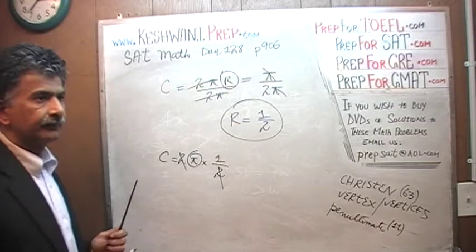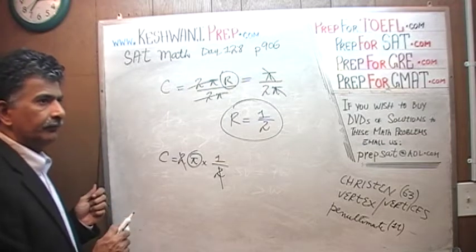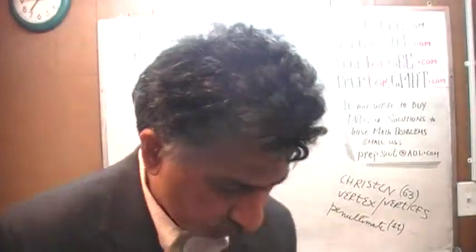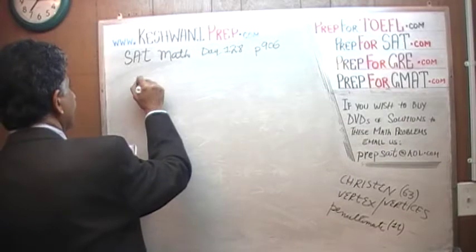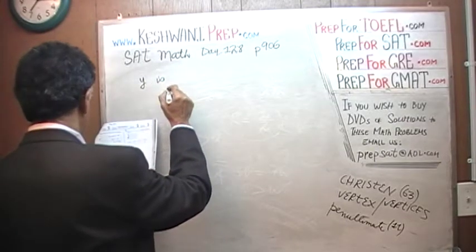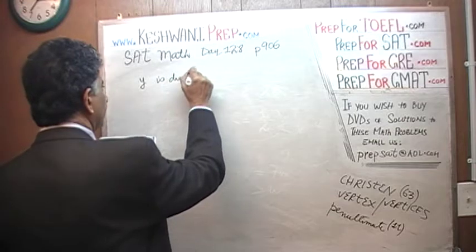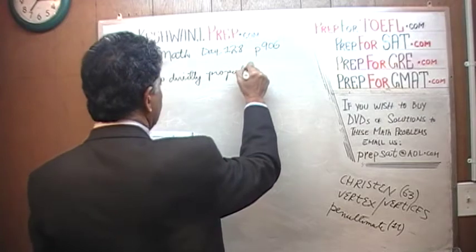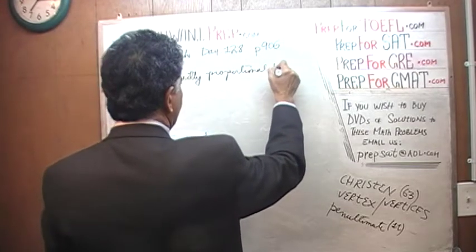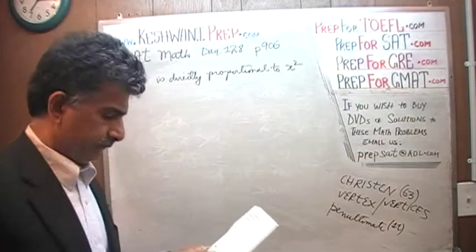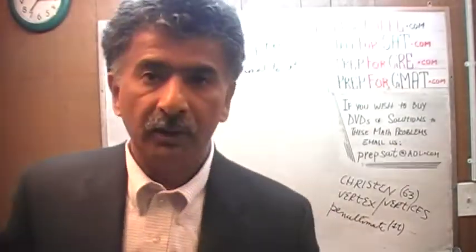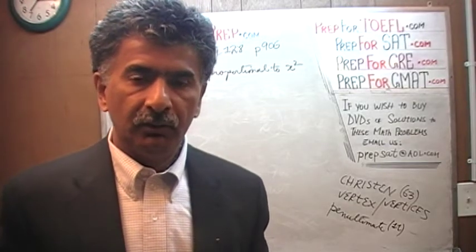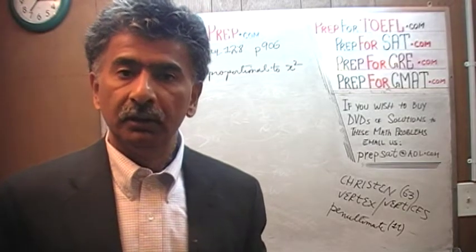Number 12. In number 12, we are told y is directly proportional to x squared. Now listen, before we worry about y being directly proportional to x squared, let's first understand what it means for two variables to be directly proportional.